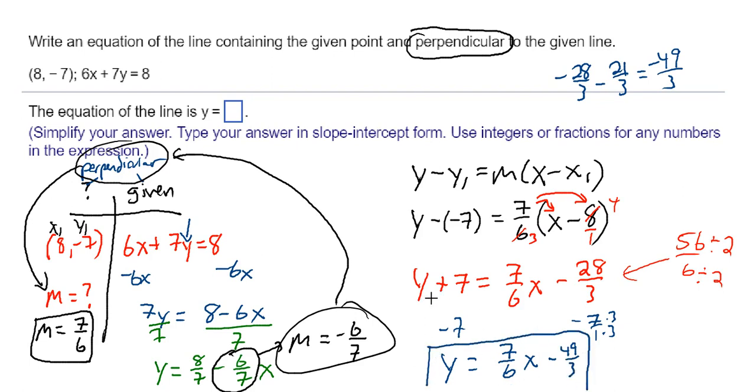All right. Now this time, again, I don't know why they keep switching back and forth. The y equals is already on the screen. So this time you would only need to type in the right half of that equation into the box. All right.